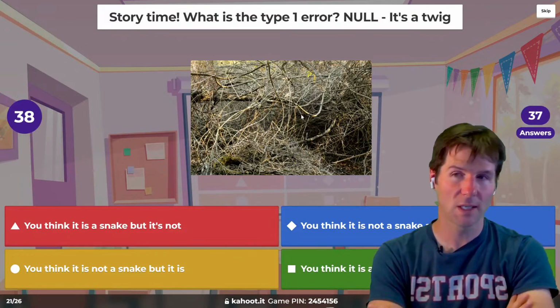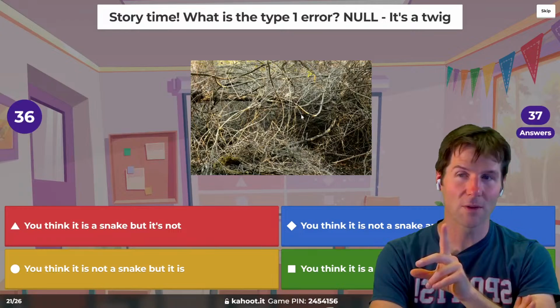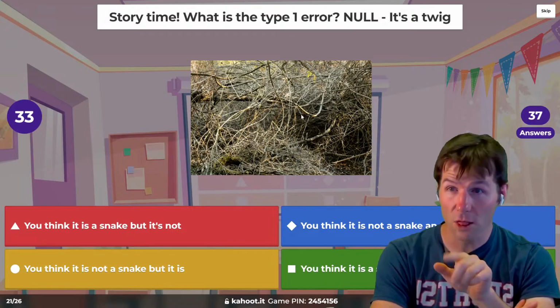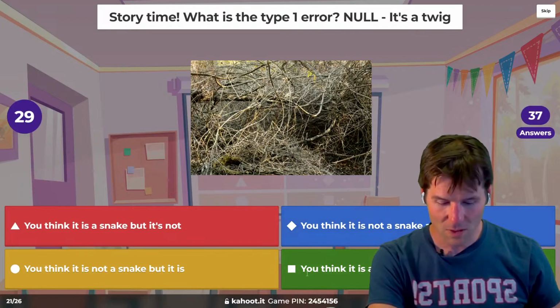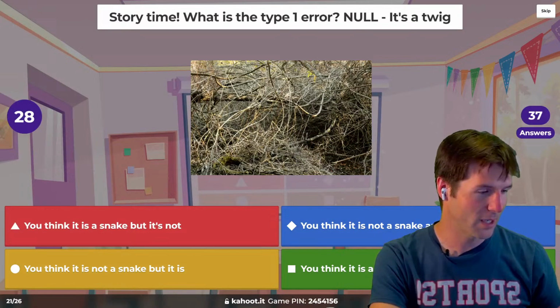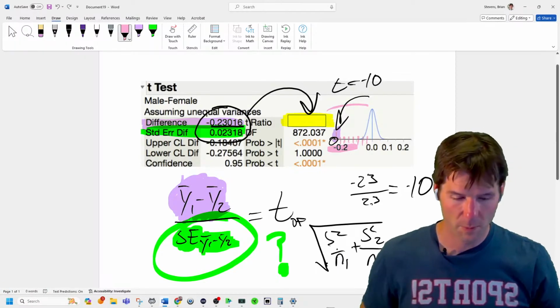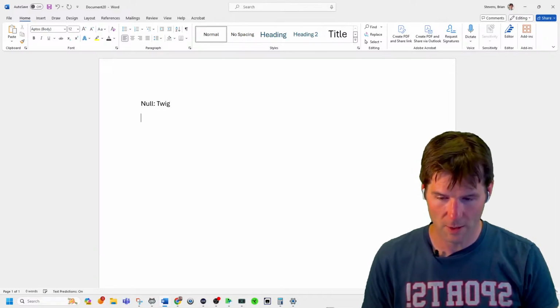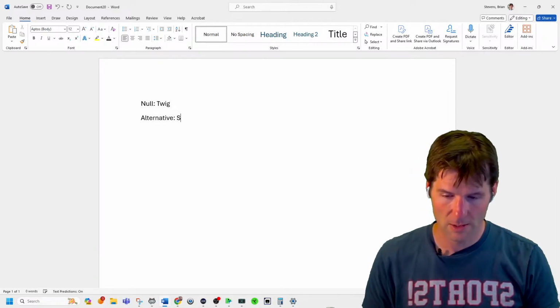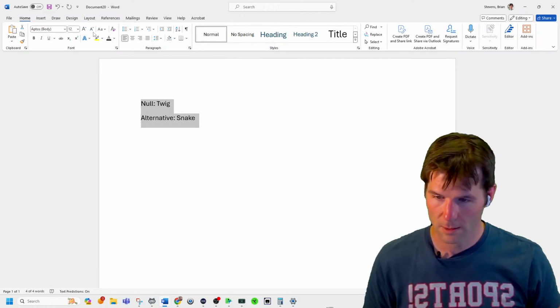So if you ever get a question like this on the test, you need to write down the null and say it, and look at it while you're saying it. So guess what we're going to do right here? The null is a twig and we're going to make a type 1 error. You know what we do? We write down the null. We say null is twig. Alternative is snake.